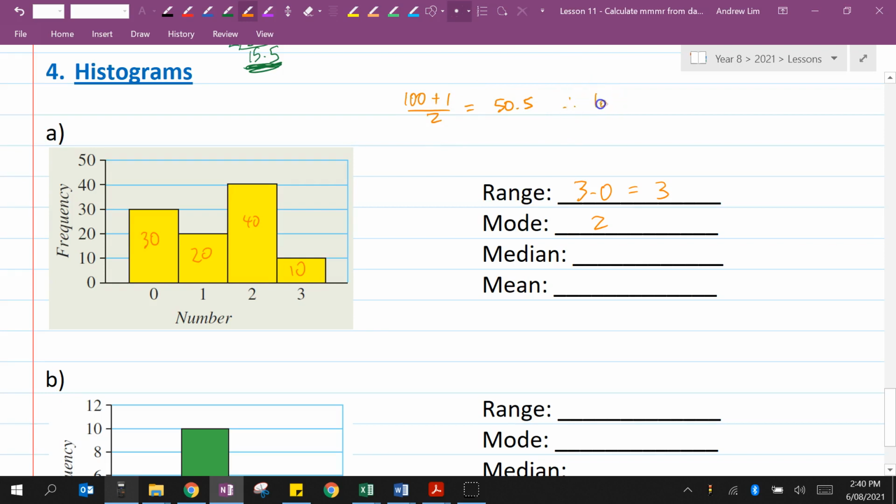Okay, so looking for the 50th and 51st score, and then we can average the two. Well, according to this, the first 30 are zeros, the next 20 are 1. So that means the 50th score is a 1, but the 51st score is a 2, because the next one is like here. Okay, so the 50th score is up here, the 51st score is there. So the median is actually halfway between 1 and 2. 1 plus 2 divided by 2, which is 1.5.